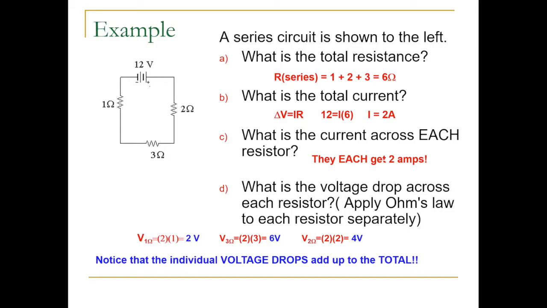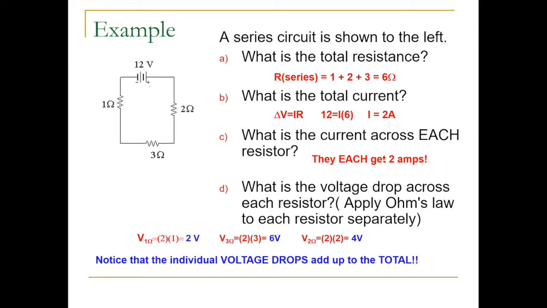This is challenging your understanding of series circuits, but we just need to remember that whatever the total current is in the circuit, that is going to be the same current across each of the devices. The answer to D, however, is going to be different because each of these devices has a different resistance. So if we look at the voltage across the 1 ohm resistor, well, that's just V is equal to IR.